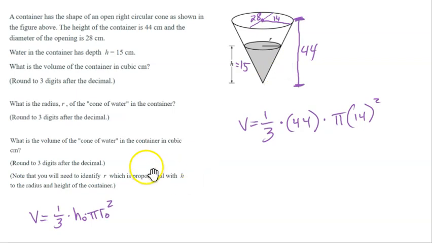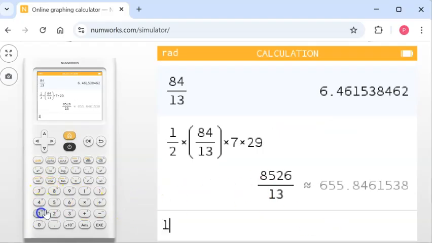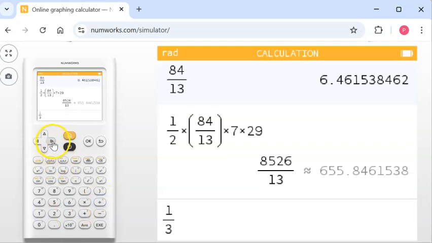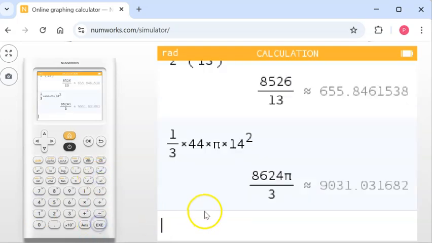So let's go to a calculator. Okay, so we'll do 1/3 times 44 times pi times r, which is 14, and then squared. All right, and so the volume of the whole thing is 9,031.032.